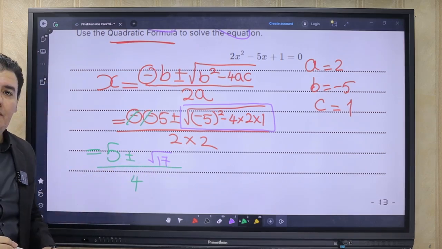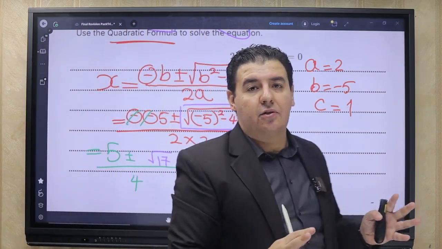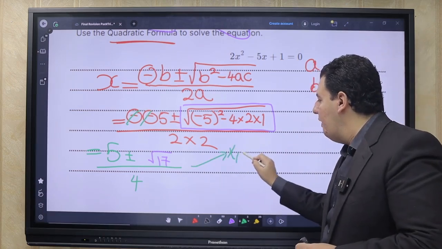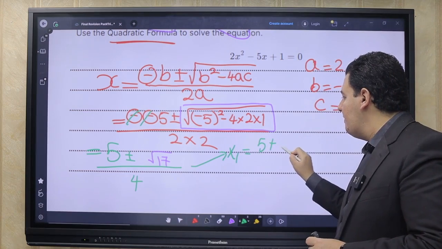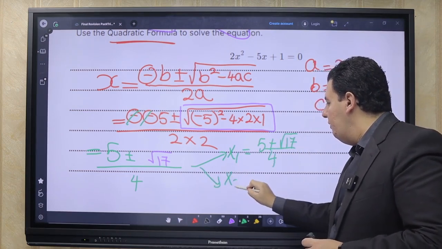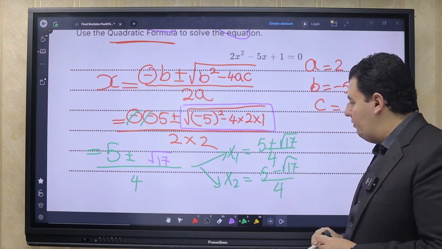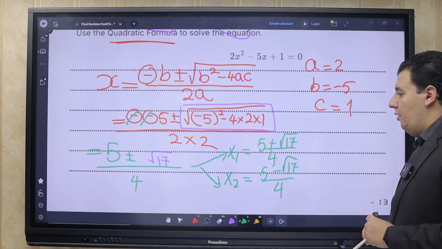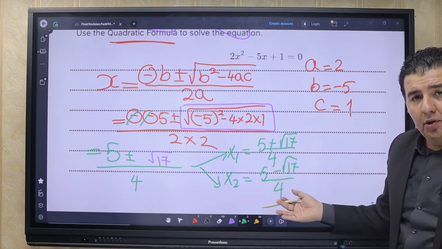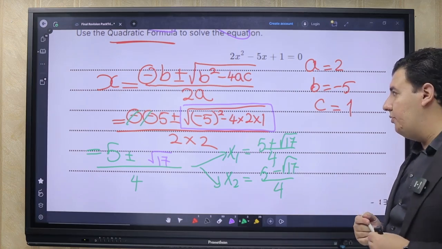How can we find the value of x positive and negative? We will separate these two answers. One of them is positive and the other is negative. We will choose x1 equals 5 plus root 17 over 4 and x2 equals 5 minus root 17 over 4. We can keep these two solutions with the square root, or we can convert them into decimals, whatever you want.